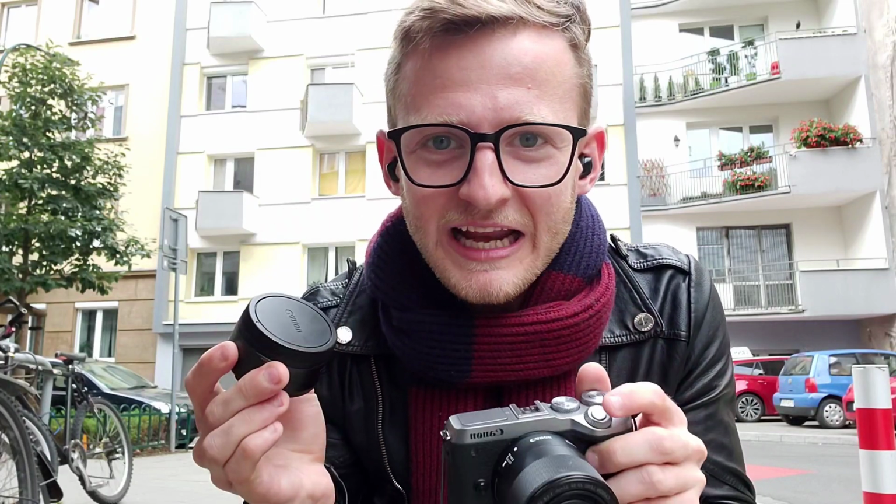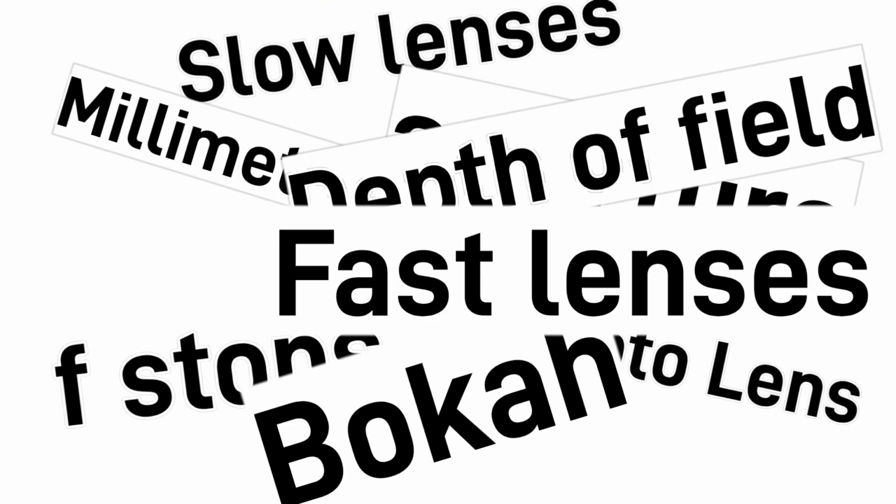Photographers are pretentious assholes. They love using complicated terms to describe things that are very basic. And if you've ever tried buying a new lens for your camera, you know what I'm talking about. You might have gotten tripped up by terms such as wide-angle lens, telephoto lens, f-stop, aperture, millimeters, depth of field, bokeh, fast lenses, slow lenses. All of these things are really just describing a cylinder. That's what a lens is, a cylinder.